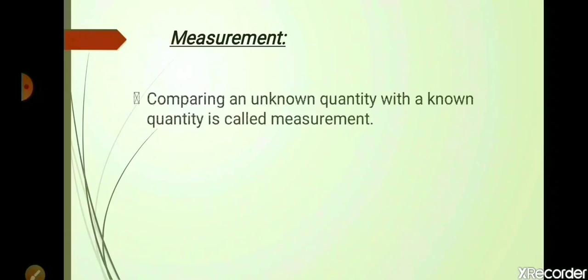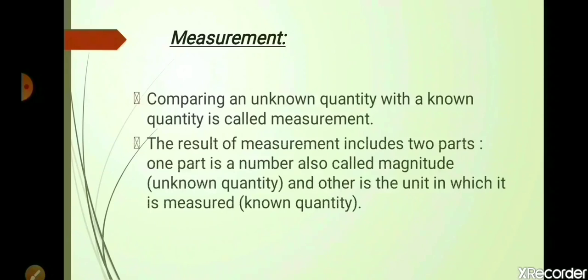So measurement is nothing but comparing an unknown quantity with a known quantity. The result of measurement has two parts. One is the unknown quantity, which is also known as magnitude, and the other is the unit or our reference, which is a known quantity.